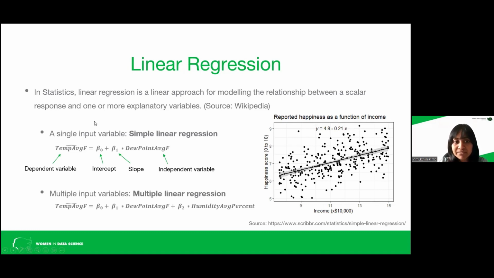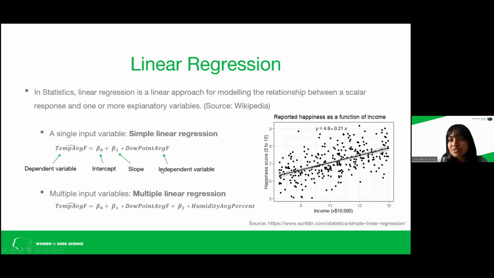When we have a single input variable, we have simple linear regression. Say we want to measure the temperature: temperature average equals beta naught plus beta 1 times dew point average. So we predict our dependent variable, temperature, using an intercept, a slope, and an independent variable. It's basically the y equals mx plus c line that we all learned during our A-levels.